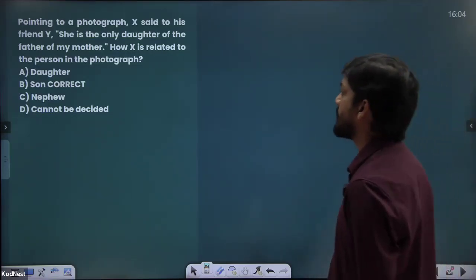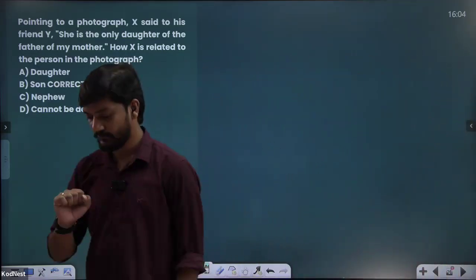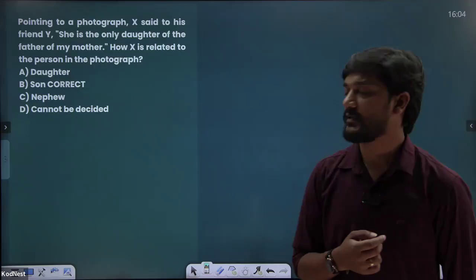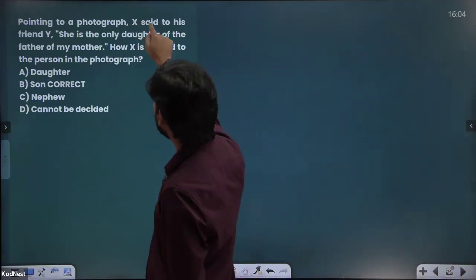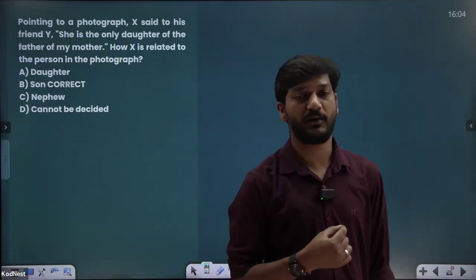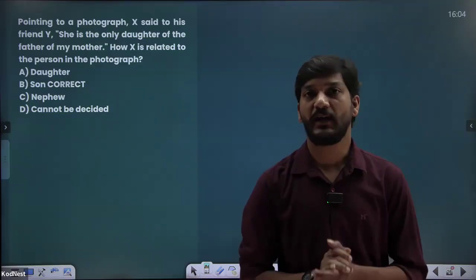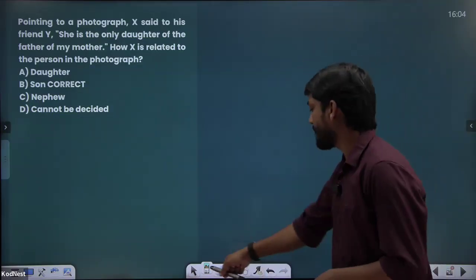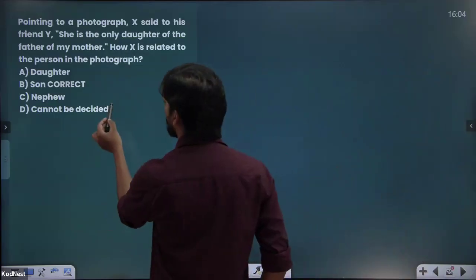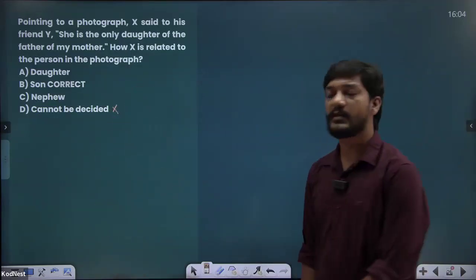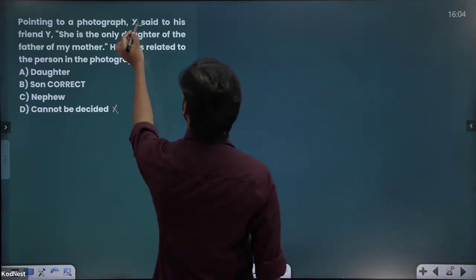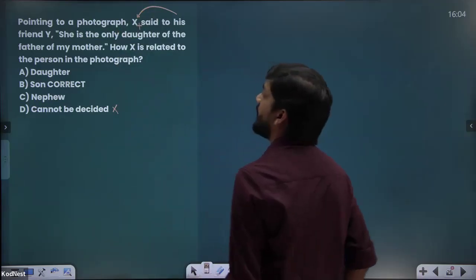Do we know the gender of X? Please carefully answer. X said to his friend Y. That means what? His word. That means it is a male person. So gender is given. Sometimes students will say, sir, we don't know the gender, cannot be decided. But that is not right. So gender is given for sure. It is male.